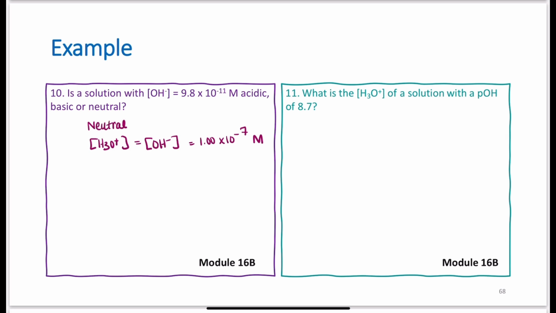It's definitely smaller than that. So I have less hydroxide than I do under neutral conditions. These are a teeter-totter. If one increases, the other one decreases. If one decreases, the other one increases. So if this concentration here is smaller than that, that means this has been increased, this has been decreased, which means it's acidic.